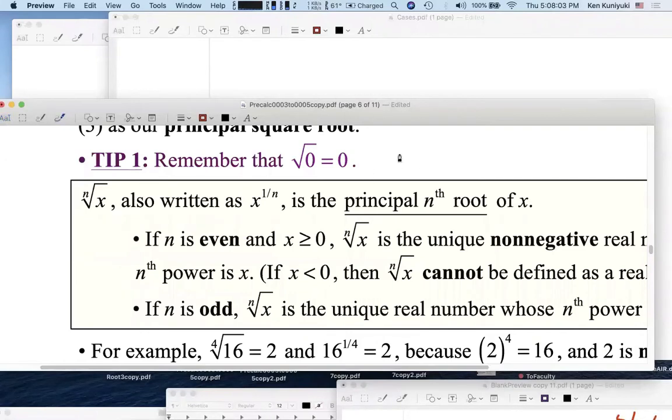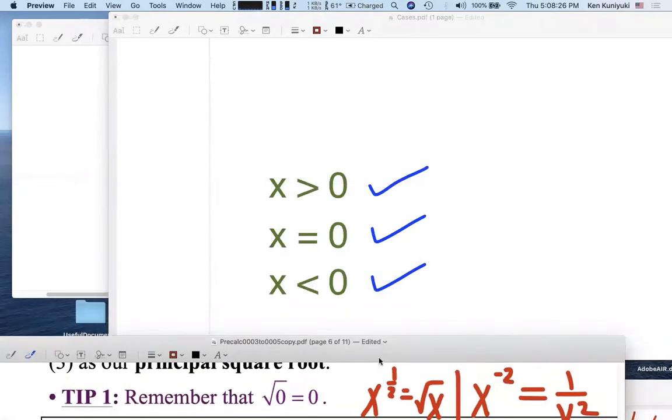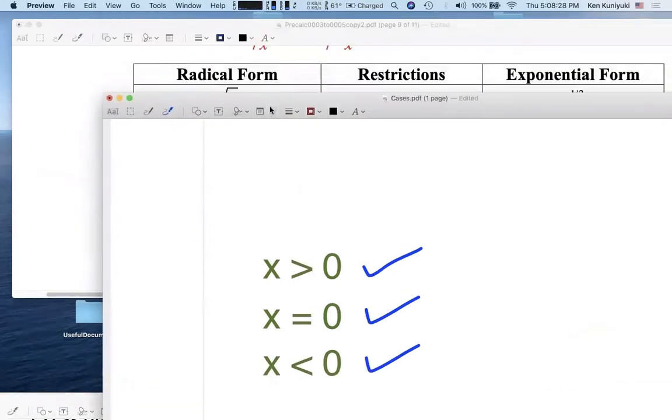So remember, x to the 1/2 is the principal square root of x, but x to the -2 is what? X to the -2 is 1/x². A lot of people mix these up. Remember, fractions tend to correspond to radicals. Negative exponents tend to correspond to fractions. All right, moving on.